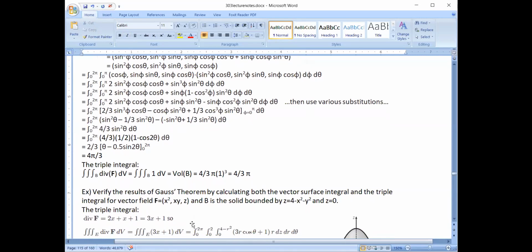So now the triple integral, oh, here we called it E, sorry. Okay. So the triple integral over our solid of the divergence of f dV is going to be a triple integral of 3x plus 1 dV. So now we've got to figure out what are the boundaries of this solid.